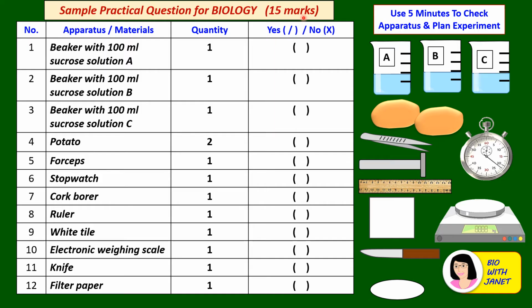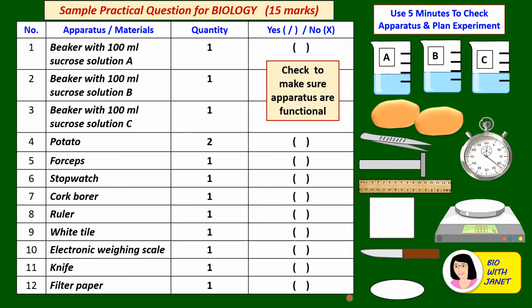So visualize that you are in the lab and we are doing this experiment, and then we'll learn the techniques of answering the questions, to make sure that you become skillful in answering the questions for paper 3. First of all, when you go into the lab, you'll be given 5 minutes to check your apparatus and materials and plan your experiment. Let's say you're given the list here, and in the tray you have all these apparatus and materials. Look through it, because the apparatus and materials will give you an idea what experiment to do and how to carry it out.